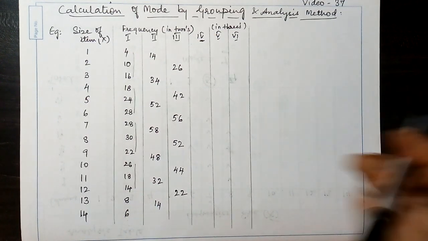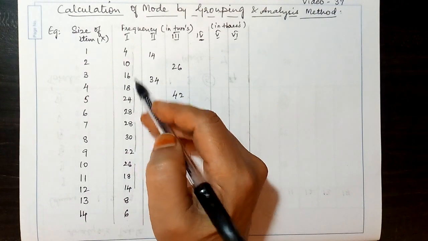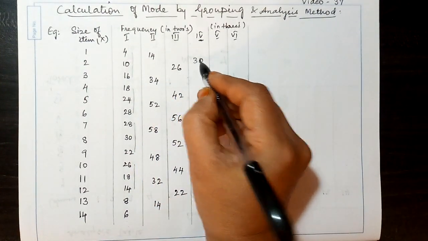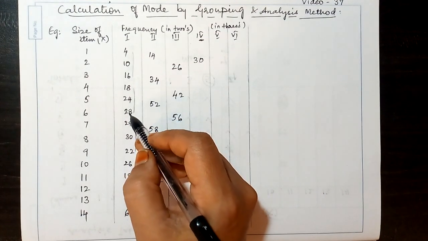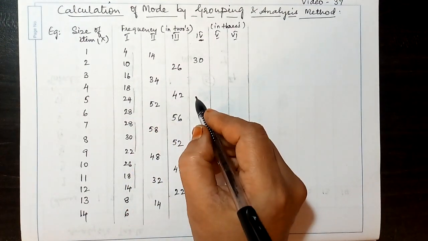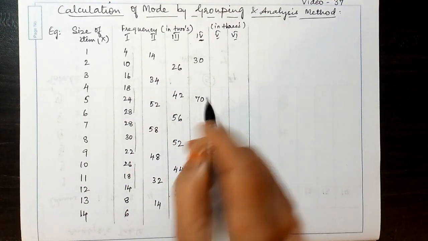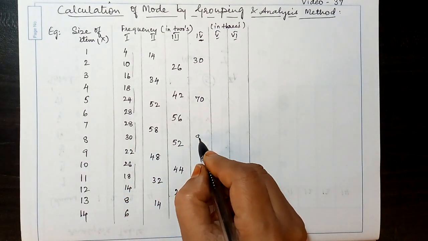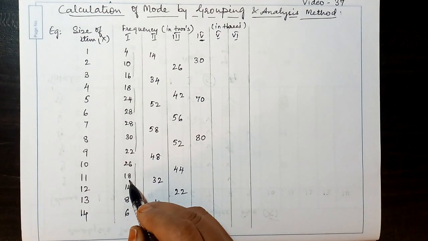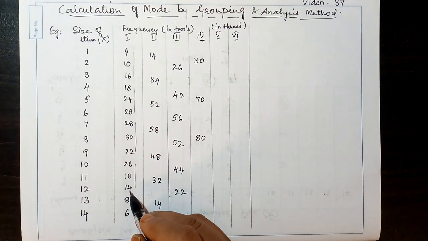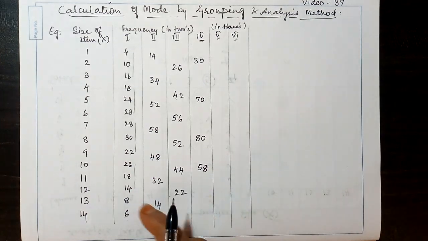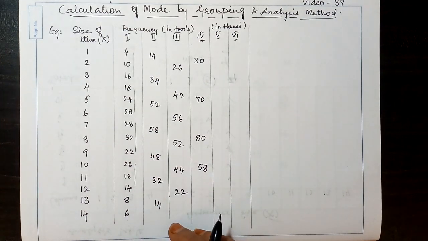So we will leave these frequencies. So let's now add up. 4 plus 10 plus 16 gives us 30. So we'll write here 30. Then 18 plus 24 plus 28 gives us 70. And then 28 plus 30 plus 22 gives us 80. And 26 plus 18 plus 14 gives us 58. That's it. So 8 and 6 we are going to leave.